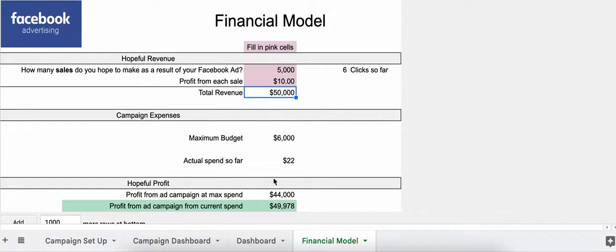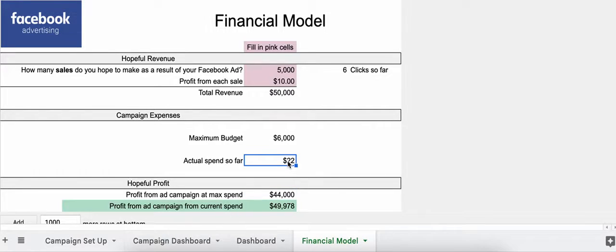Hey, it took some money to run that campaign. We had a max budget of $6,000. So far, you've only spent $22 of that $6,000. It's going to give profit from ad campaign at max spend. So if you maxed out your spend and you made $50,000, it's $50,000 minus $6,000, right? That's the cost that you took to run that ad campaign. That's $44,000 in profit.